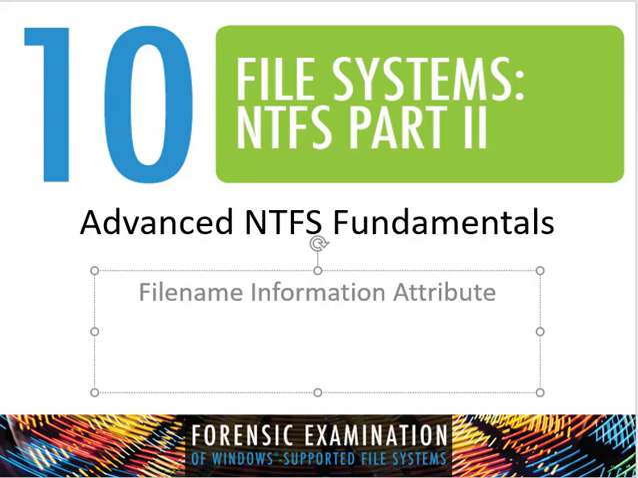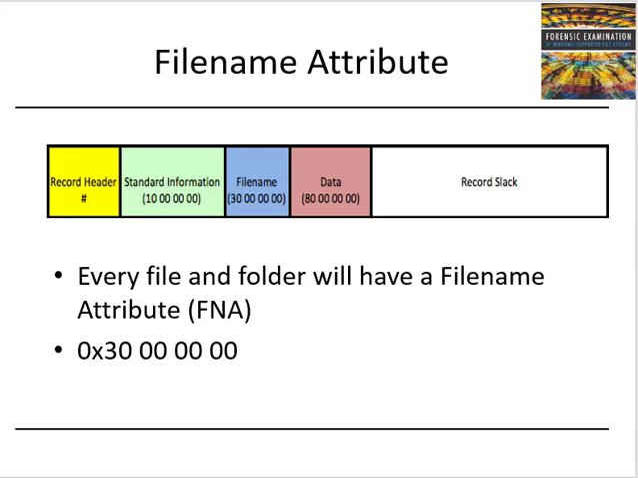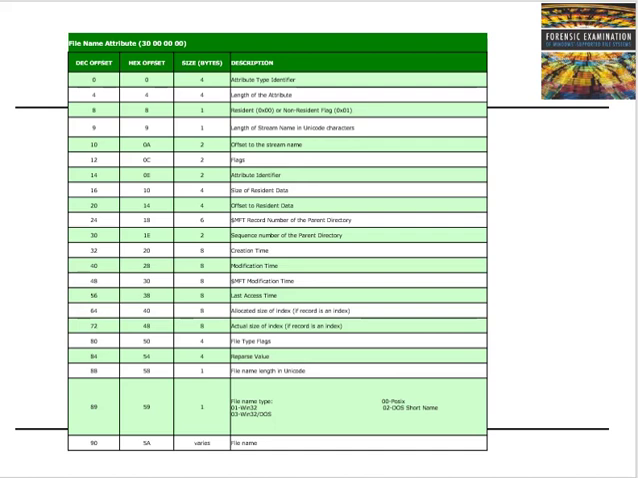The next attribute we're going to look at is the file name attribute. So again, in our list, we looked at the header, we looked at the standard information attribute. Now we're going to look at the file name attribute. Its attribute identifier type is 30 00 00 00. And here's our breakdown. Again, the first 24 bytes are going to be identical.